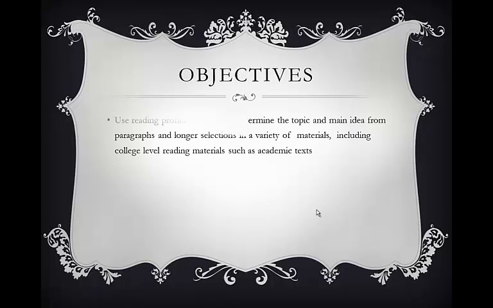There are several objectives for this course. The first is that we want you to use your reading proficiency skills to determine the topic and main idea from paragraphs, and longer selections in a variety of materials, including college level reading materials such as academic texts. Most of what we do is going to be aimed at ensuring that when you leave us, you're going to be able to read your psychology text, your anatomy text, your business text, or your English text. And we're going to look at specific ways of attacking such texts.